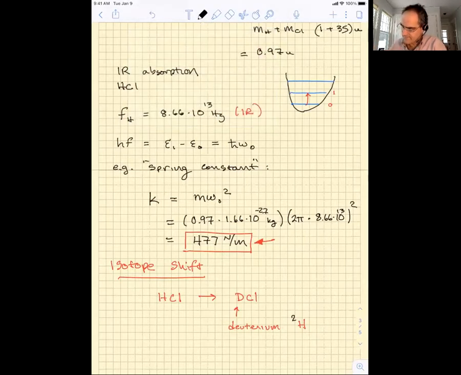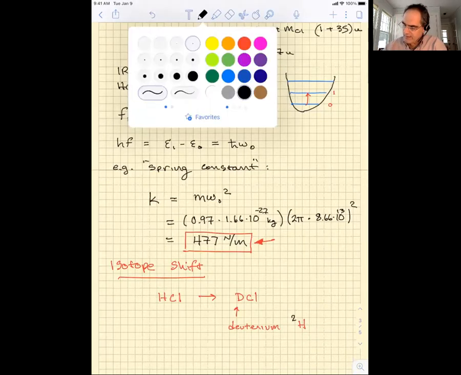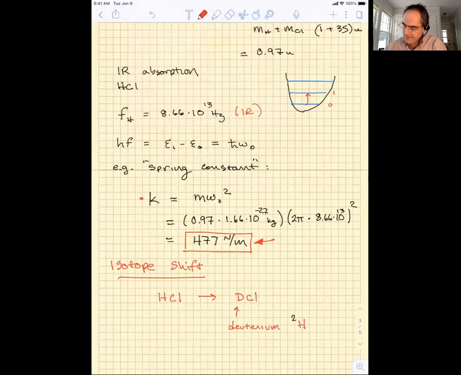Now, since it has the same chemical properties, we would expect that for this molecule, K would be unchanged. But the mass changes, so that should change the frequency of the absorption line. So see if you can figure out what the frequency of the absorption line should be for this molecule based on what we already know. And I'll bring the reading question up in one moment.